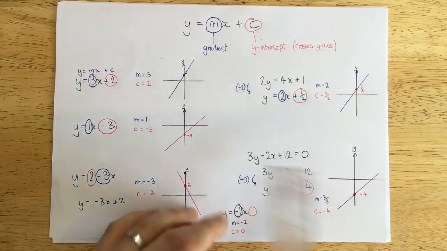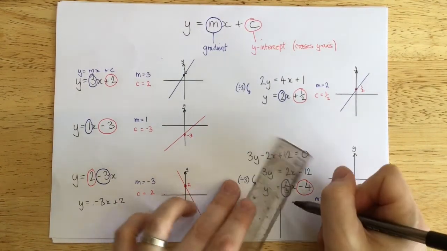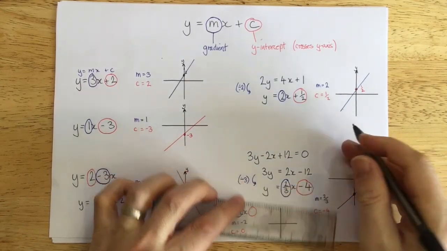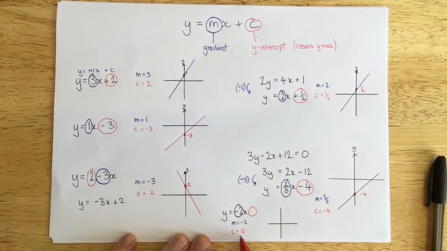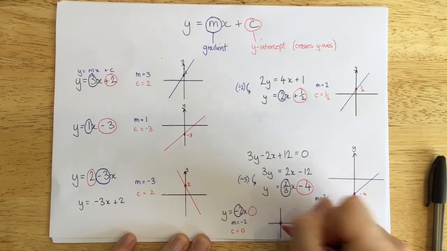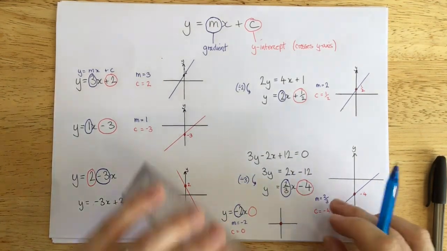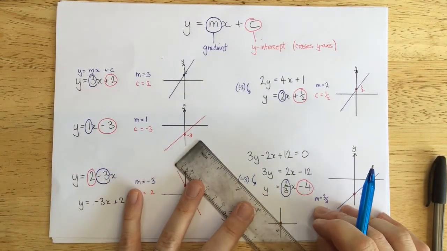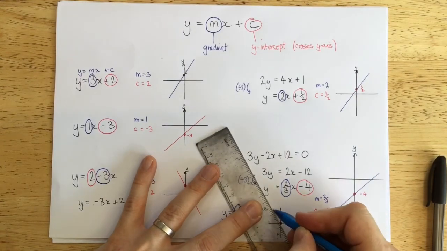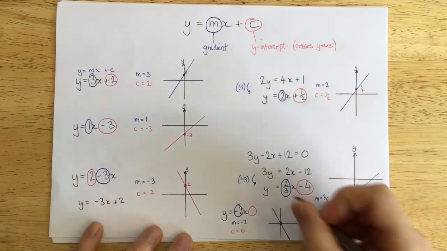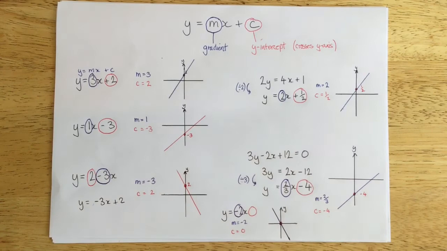And so when you go to plot something like that, the only thing to realise is that because c is 0, it's going to go through the origin. And because it's a minus and negative gradient, it's going to go down a bit more steeply. And it's going to look something like that. So it does work whenever there's no number there as well.